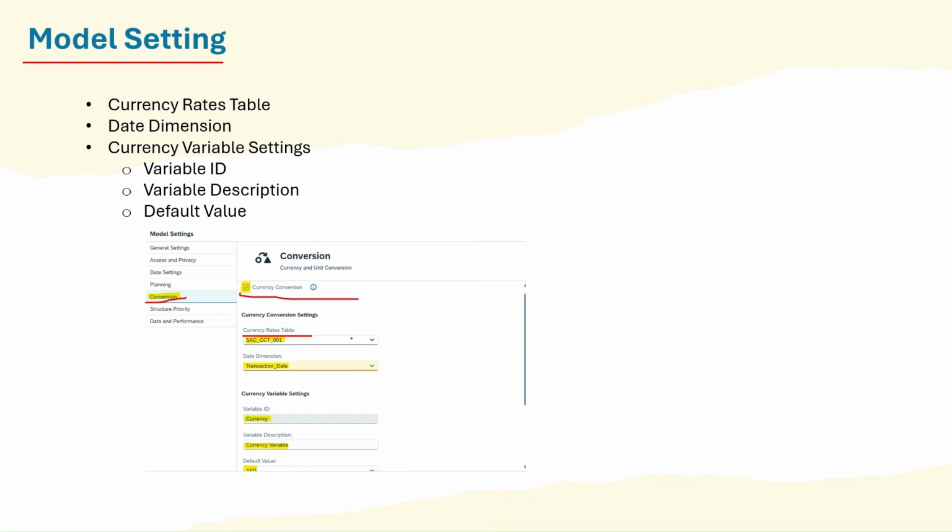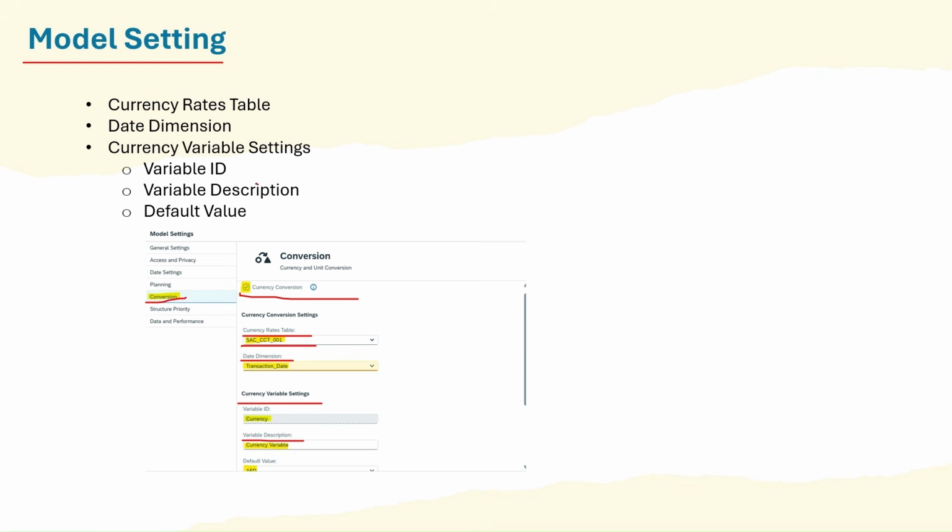In SAC, it allows you to create multiple rate tables, but it is always good to maintain one table as a centralized table to keep the data consistent. So you use that table over here, and then you need to select the date dimension which you will be using as a reference. And this is an optional thing: if you want a variable, so that the user will be able to select the target currency, you can do this as well.